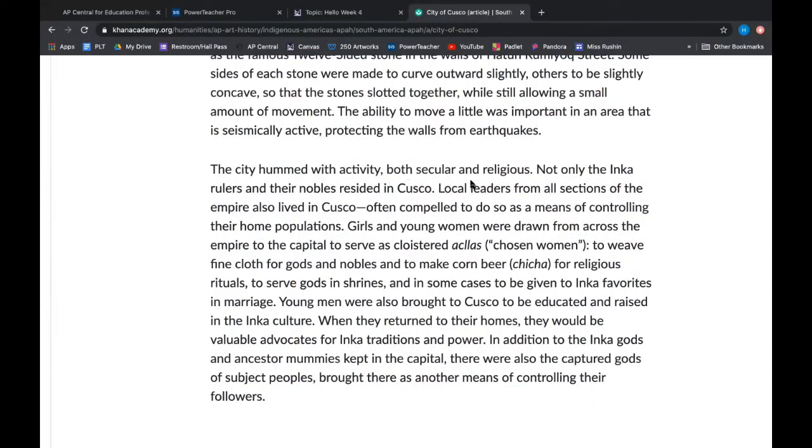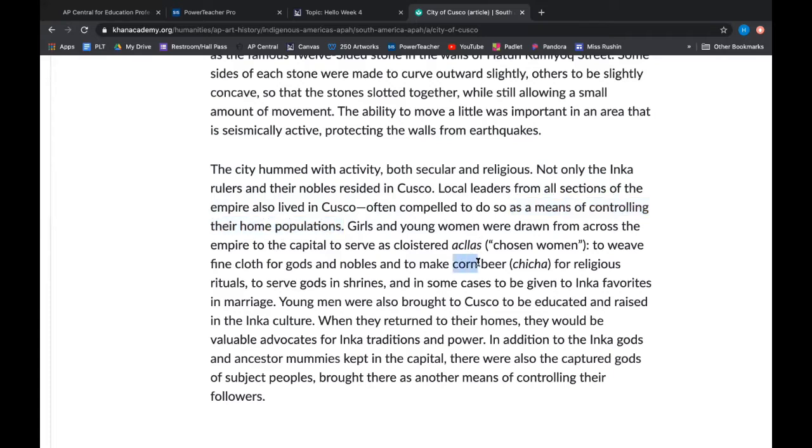All right, the function of Cuzco. Not only the Inca rulers and their nobles resided in Cuzco, local leaders from all sections of the empire also lived in Cuzco, often compelled to do so as a means of controlling their home populations. Girls and young women were also drawn from across the empire to the capital to serve as the chosen women, to weave fine cloth for gods and nobles, to make corn beer.